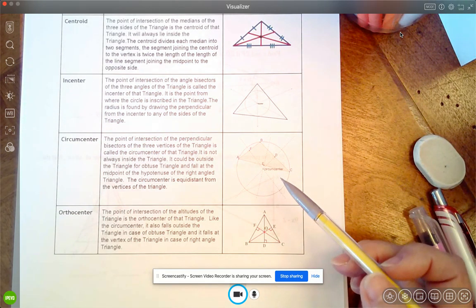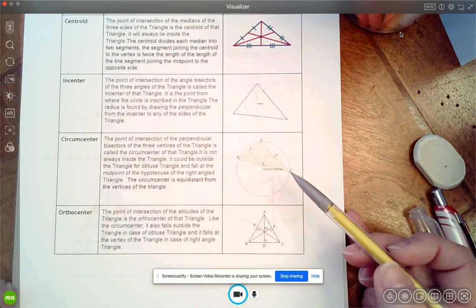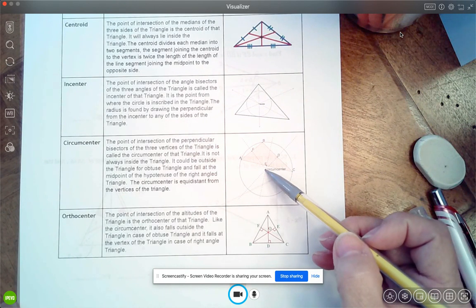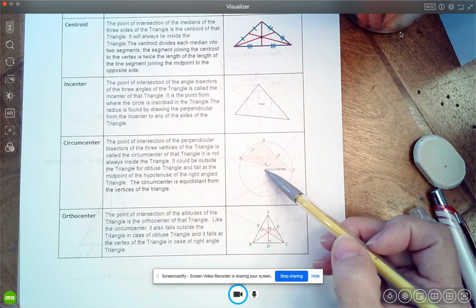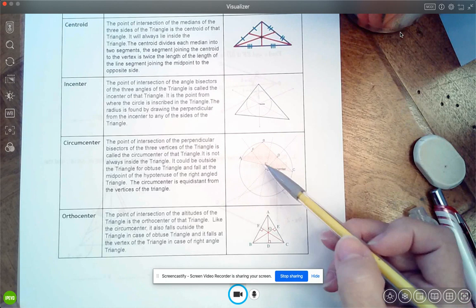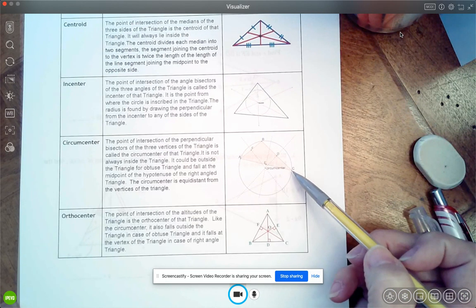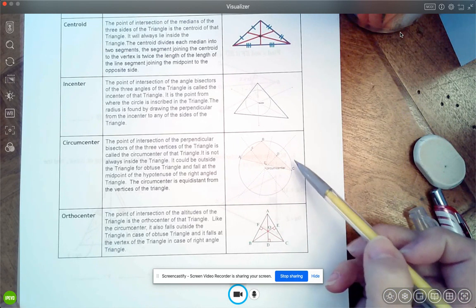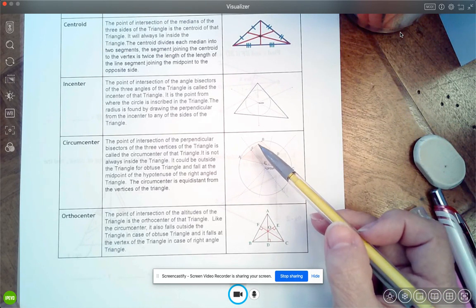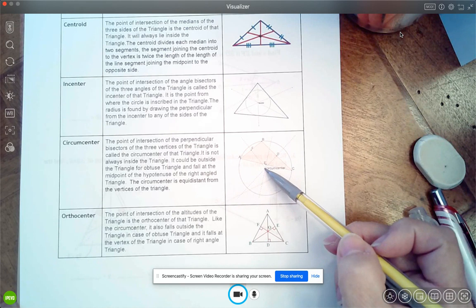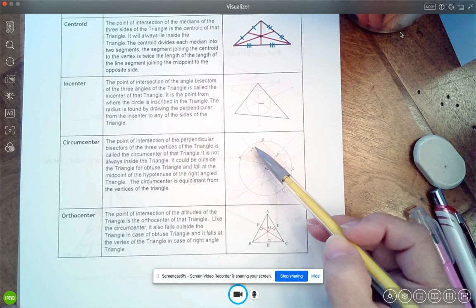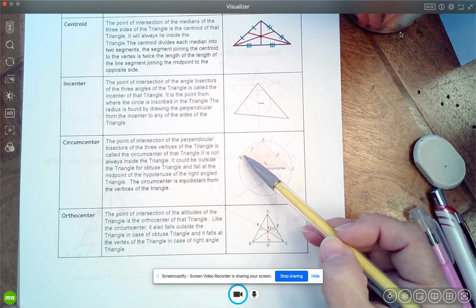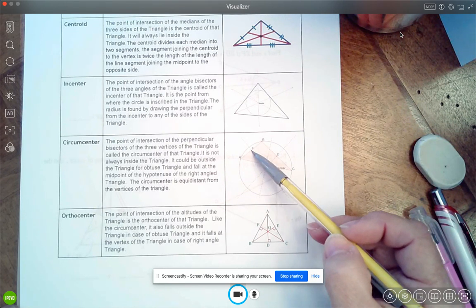The circumcenter is equidistant from the vertices of the triangle. So what this is saying is that the distance to each of the vertices is going to be the exact same. If I were to take a circle and draw all around, perfectly around the three vertices of the triangle, the circumcenter would be the center of that circle. Now, this cuts these in half, but it's also perpendicular. So it's also 90 degrees at this point.